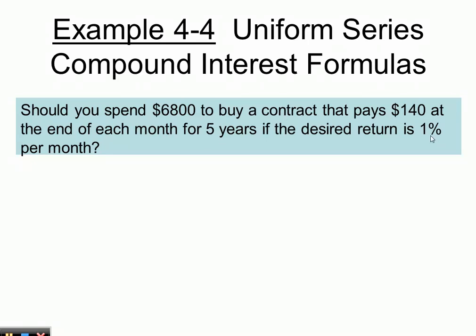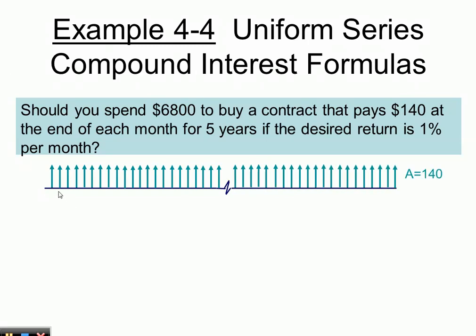And so let's take a look at this example again. It pays 140 at the end of each month. So that's our series amount, 140. So we need to understand whether this 140 each month for 5 years at the interest of 1% per month is equivalent to 6,800. To do that, we need to find the present value given this A, and then we compare the present value to the 6,800 to understand whether it actually makes sense for us.